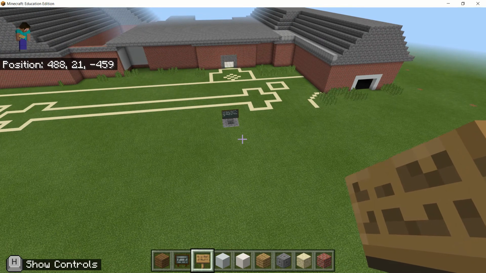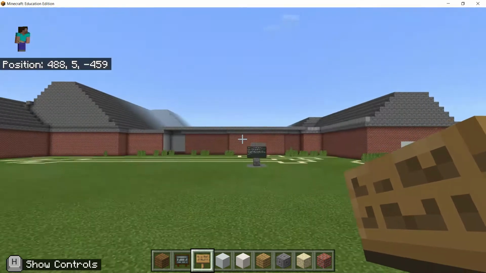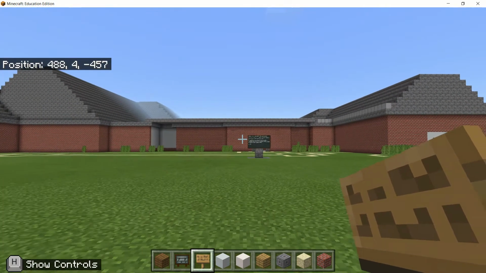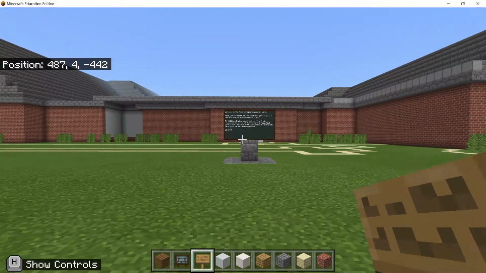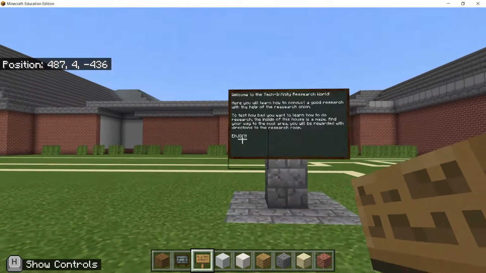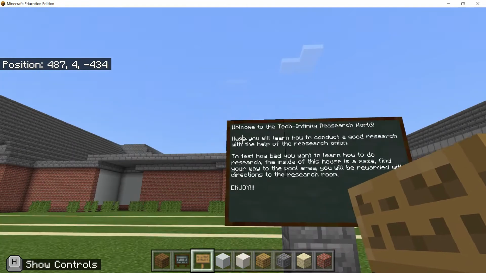Our game starts here. It starts with the user landing from the sky, so they get to see the view of the whole house. Okay, so the first thing the user encounters is this board giving sort of instructions.